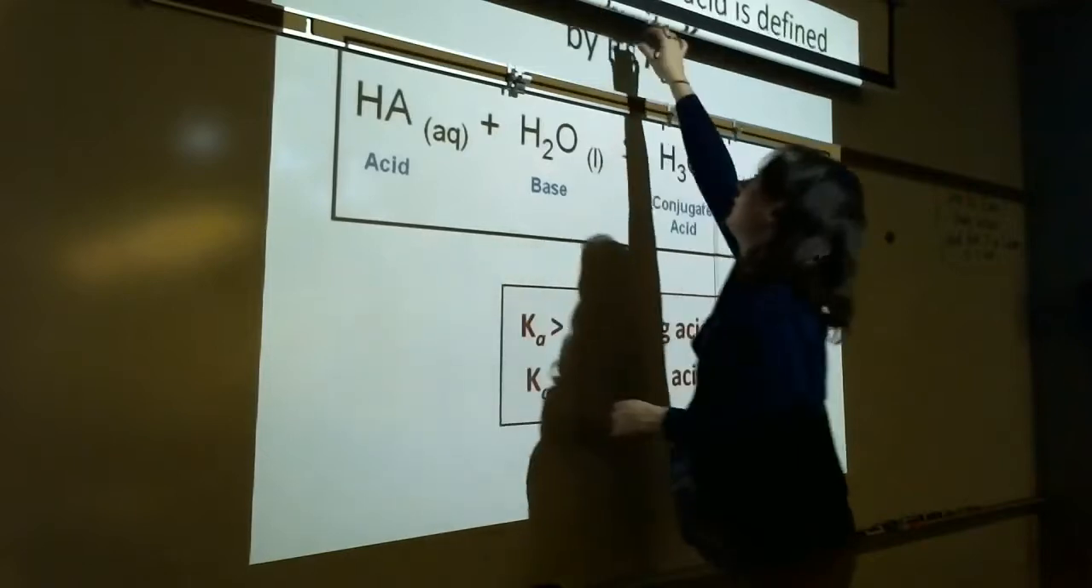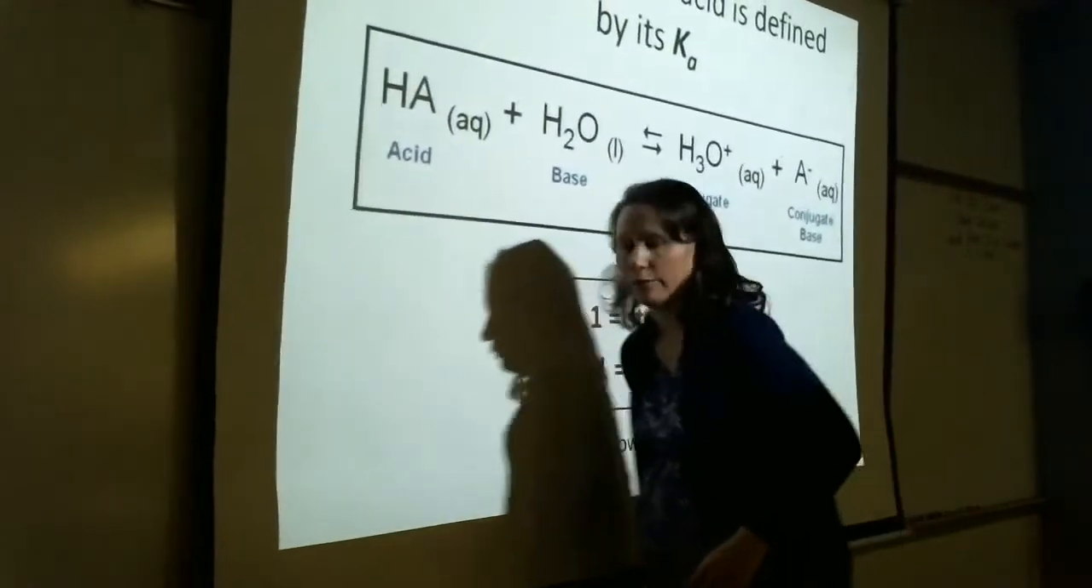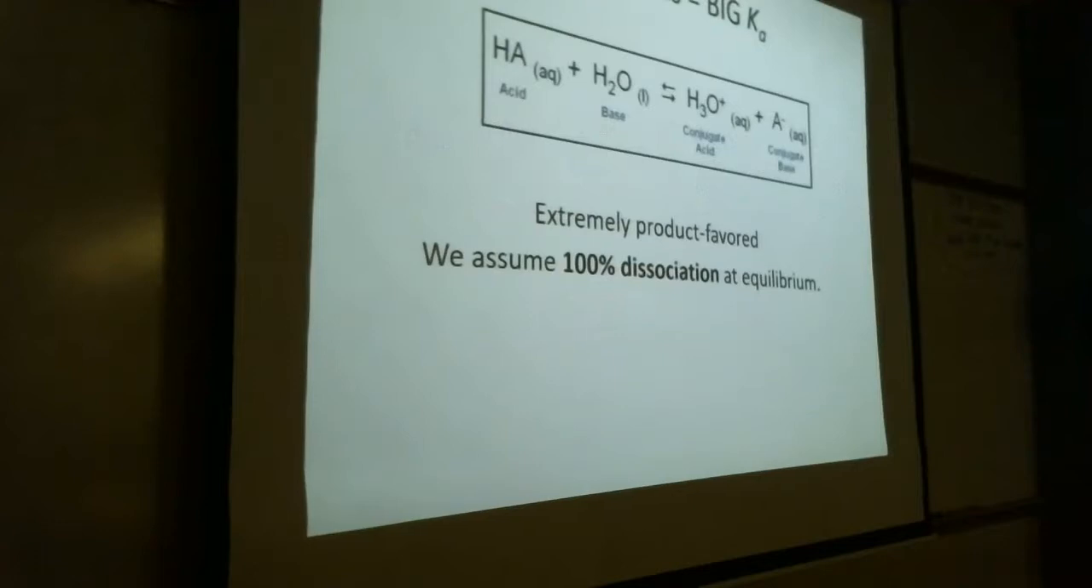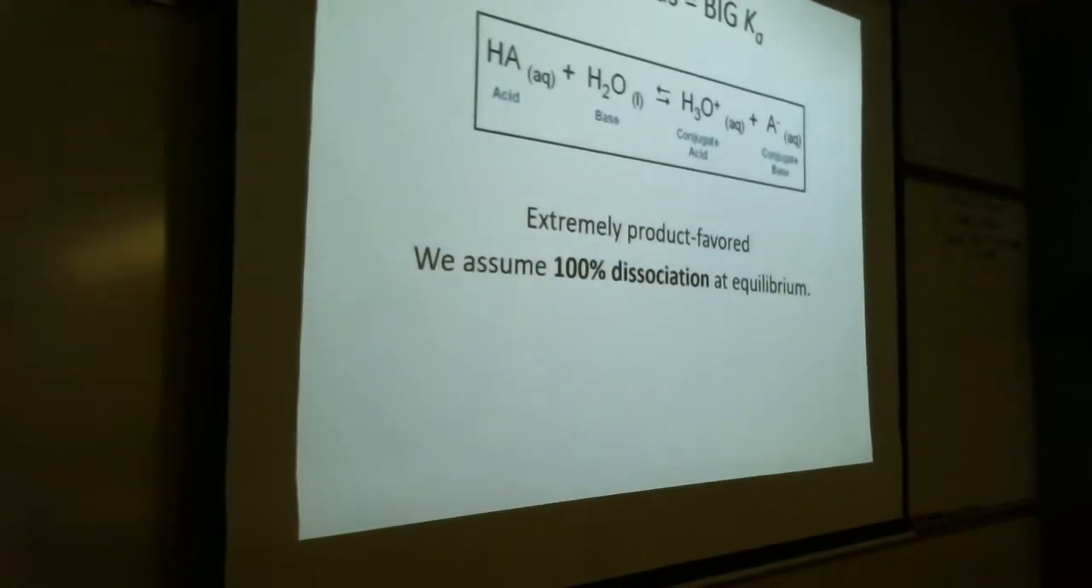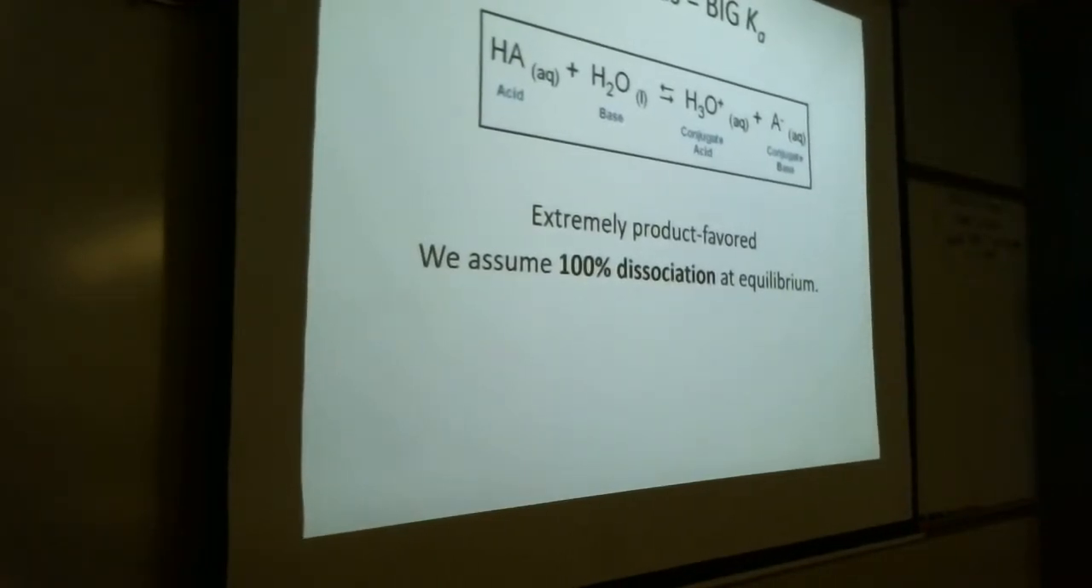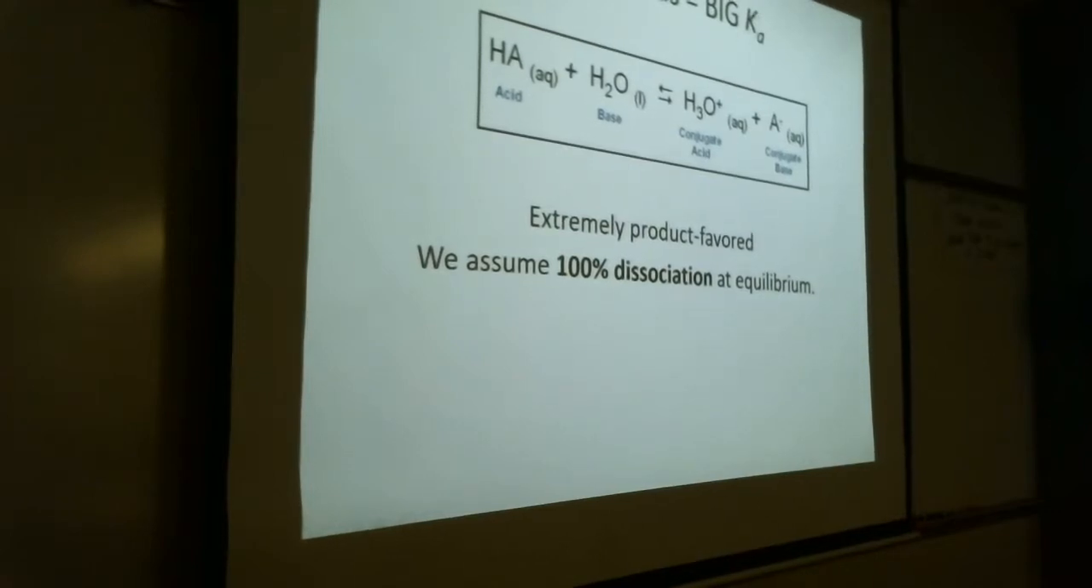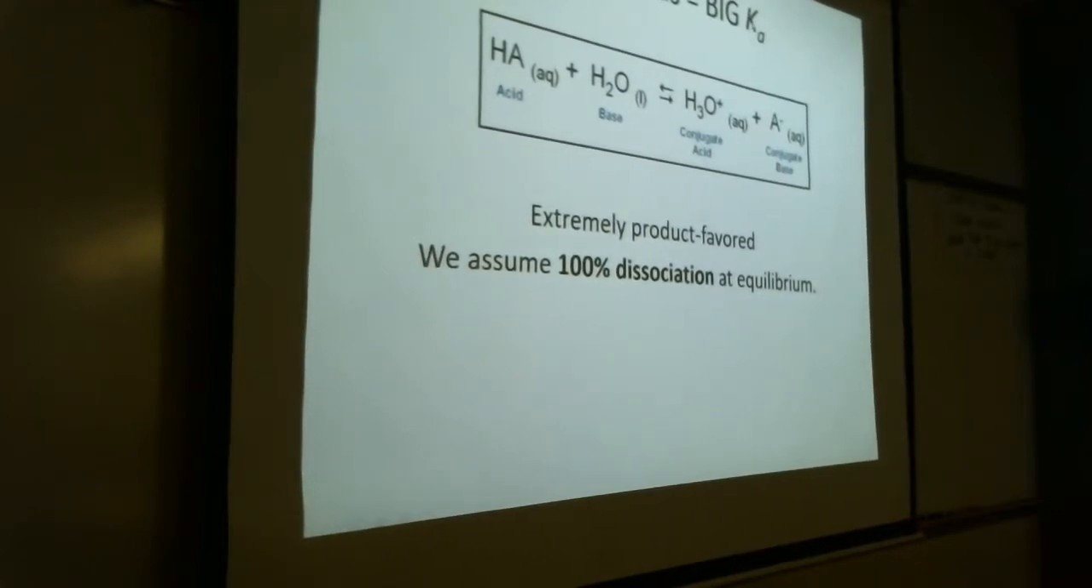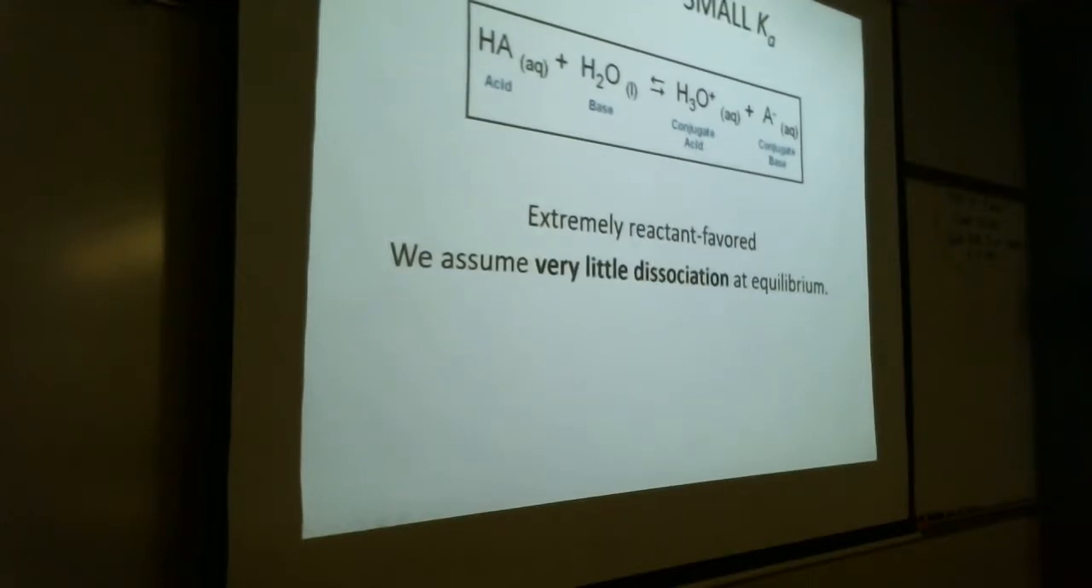And so, I believe I have a list of common strong acids here. Oh, it's coming up. I'm just re-emphasizing what I just said. If it's a strong acid, you have a big value for Ka. We're talking big values, like 35, okay? Extremely product favored. When we're talking about a strong acid, we're assuming that at equilibrium, it's 100% here and 0% here. And if it's a weak acid, it has a small value of Ka, we're assuming that it's virtually all here and very little over here.